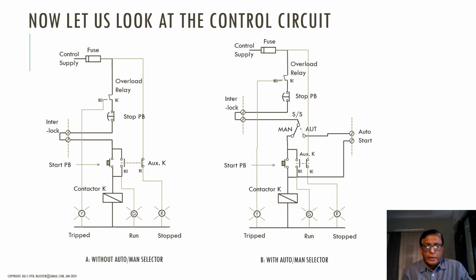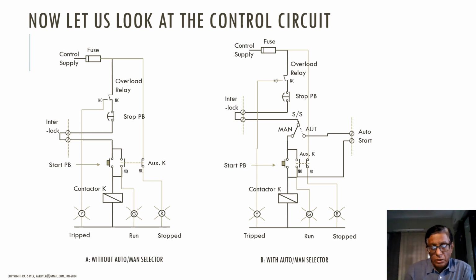Now on the right hand side, you see much the same thing, but the only change here is an auto and manual selector switch. In the manual position, the control circuit works just the same. Somebody presses the start push button, the contactor picks up, and the auxiliary contact latches and holds it energized. And so also the indicator lamps are powered in a similar manner.